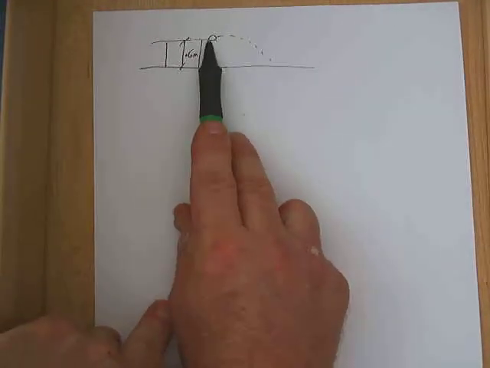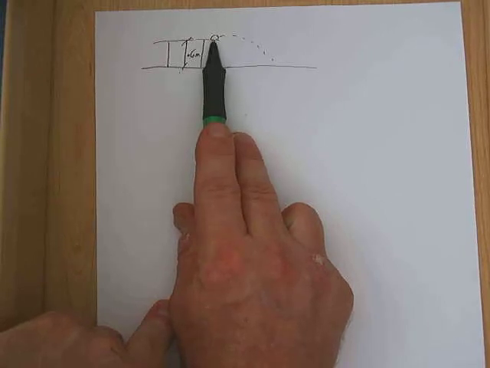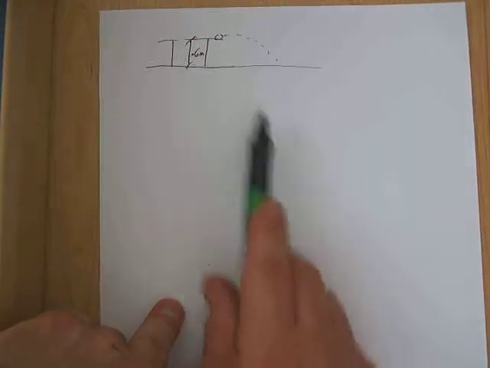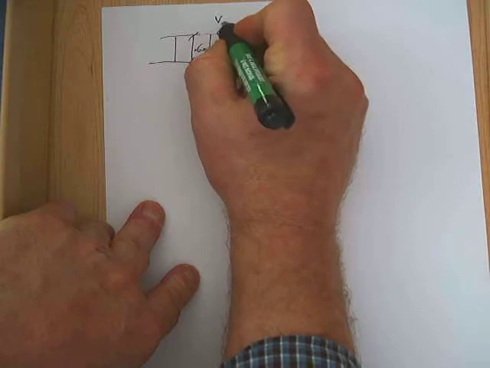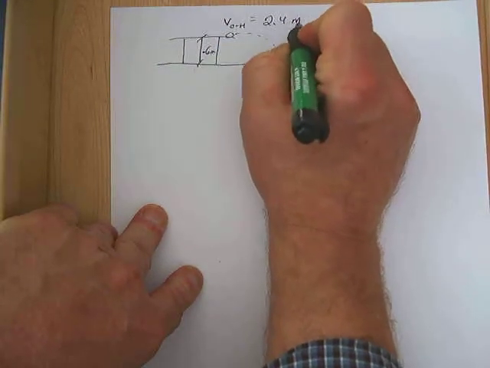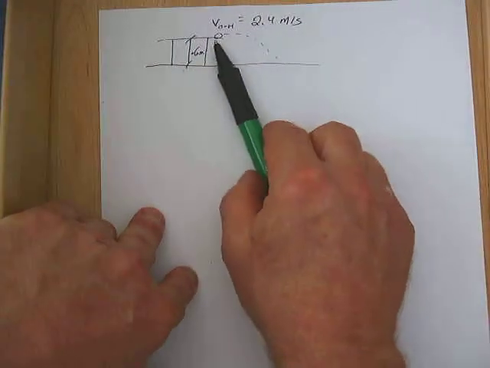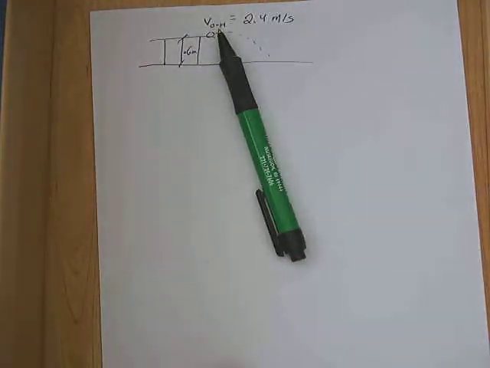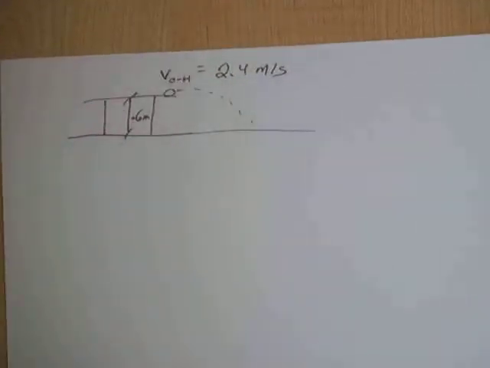Okay, in this problem, we're going to have a horizontally launched ball from the edge of a table. Horizontally launched off the edge of the table. The table is 0.6 meters high, and the horizontal velocity that it leaves the table with is 2.4 meters per second. I'm designating that V naught horizontal. That's what I'm going to call that, V naught horizontal.